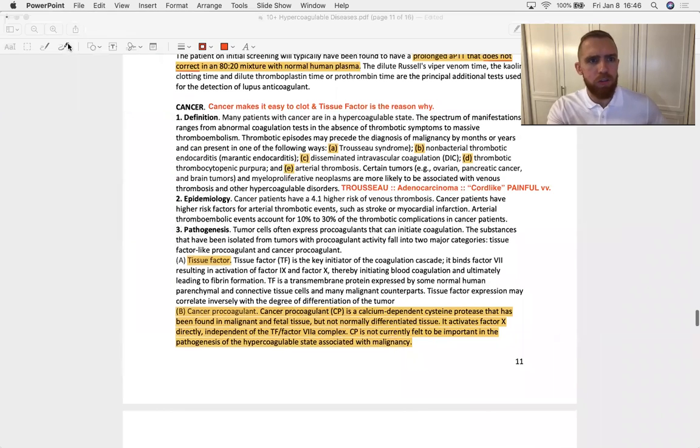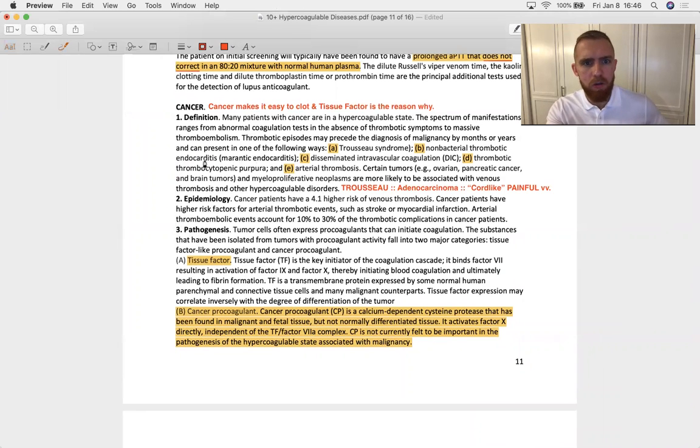Now, cancers cause thrombosis. They cause you to clot, and this can present in a variety of ways, Trousseau syndrome being one. So what are some other ways that cancers can present with clots? One of them would be non-bacterial endocarditis. So that could be pretty bad if you get some vegetations, pop off and go to the brain. That's a potential source of stroke.